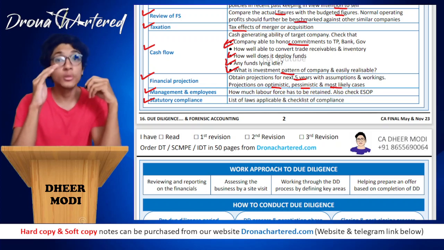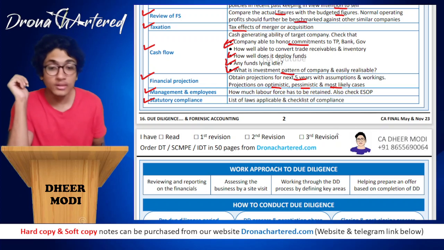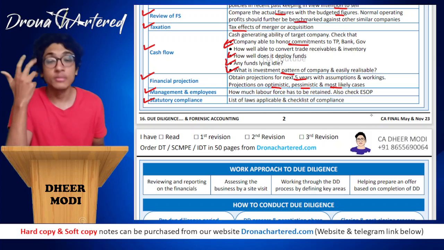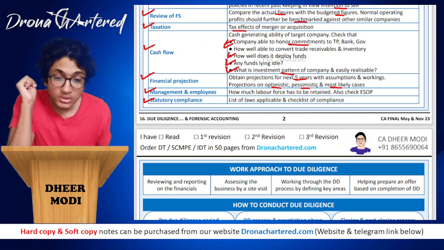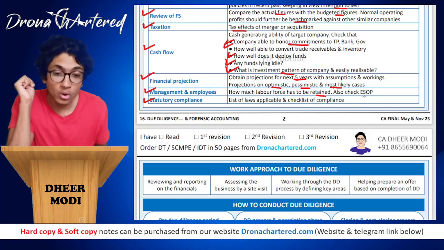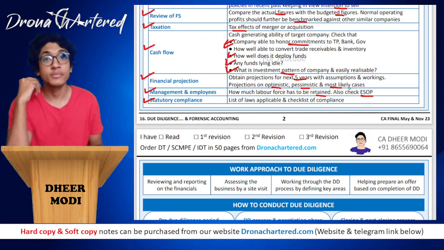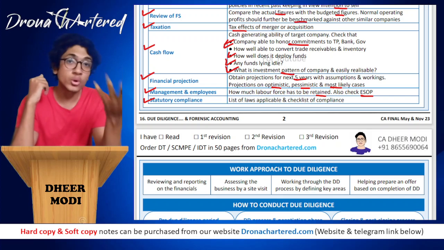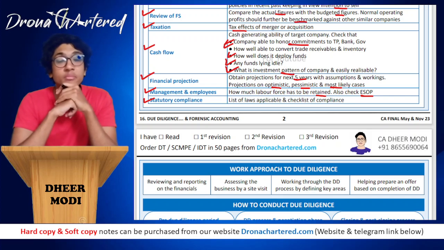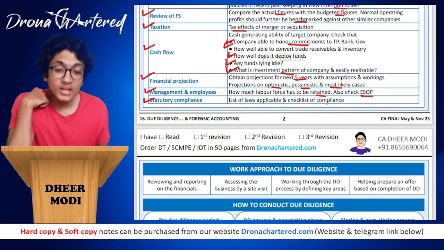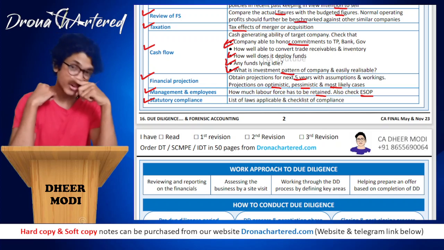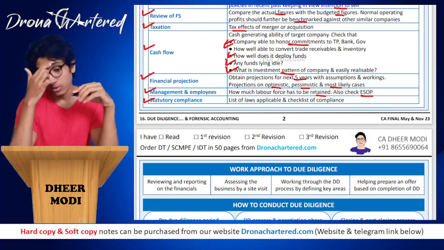So optimistic is your best case, pessimistic is your worst case, and then there is a most likely case, that means most likely what will happen. Management and employees: how much of the labor force has to be retained? Also check your ESOP commitment, because these ESOPs have already been issued. You have to give them the shares after the vesting period. Next is the list of laws applicable and checklist of compliance. You have to check whether all laws and regulations have been complied with or not.